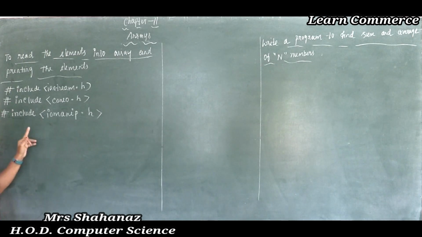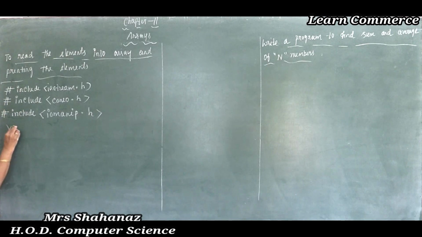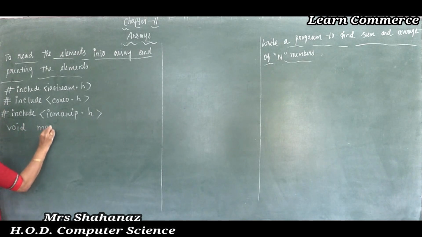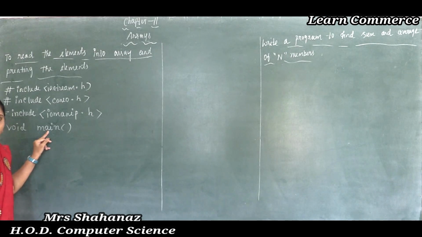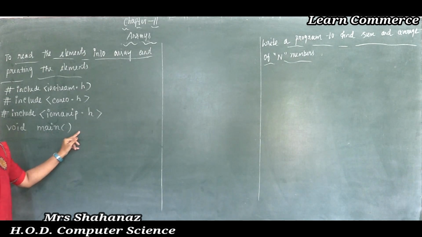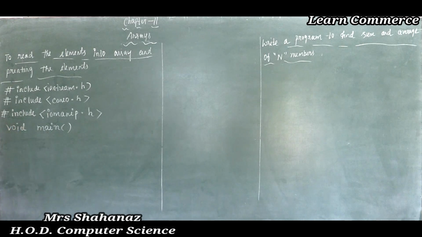After that, the program starts with the function called void main. As we know, main instructs the compiler to start the program, and main should be written in lowercase letters and should not be terminated by a semicolon. When you open the curly bracket, it indicates the starting of the program. So this is the meaning of the curly bracket.